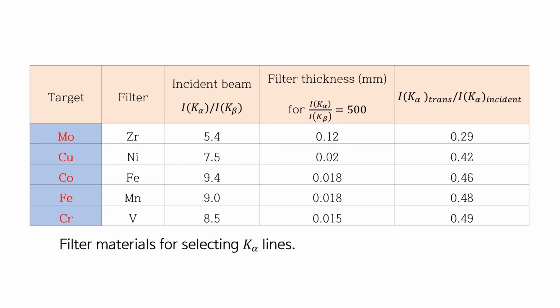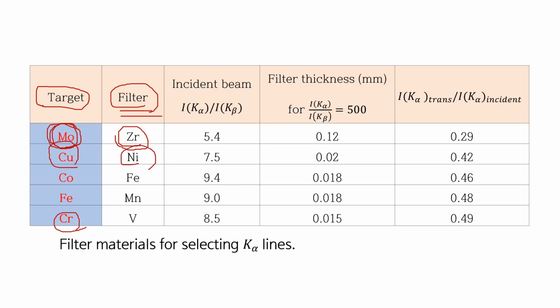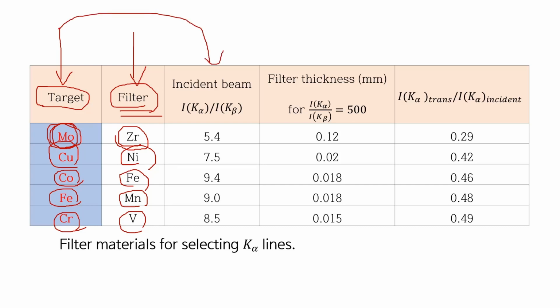This table shows filter material for each target material. For molybdenum target X-ray, we can use zirconium filter material, and copper, nickel, and chrome, iron, manganese, cobalt, iron. So for this target material, we can use filtering material. Right? And for the X-ray for this target material, the ratio for K-alpha and K-beta is given here. So K-alpha line is 5 times or 7 times, 9 times larger in intensity than that of K-beta line.